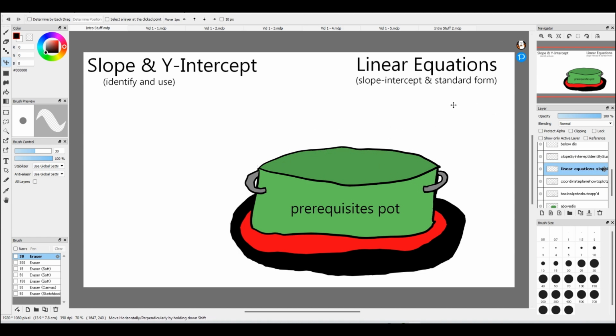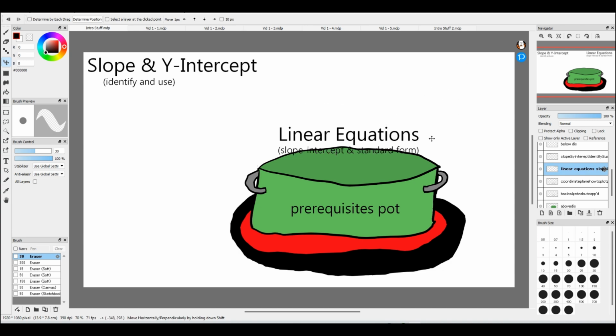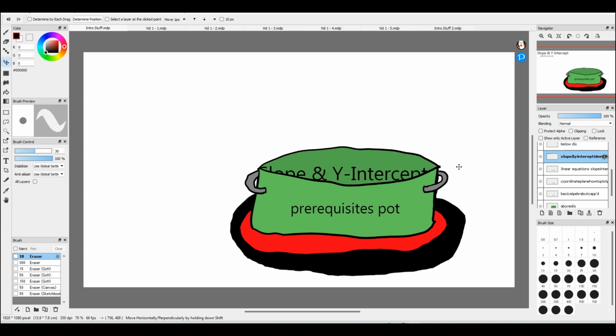You need to know how to deal with linear equations, which I just showed you the two we're going to be working with today. So let's go to the plot. And finally, you need to know how to find the slope and the y-intercept, because those are very important, especially in slope-intercept form.